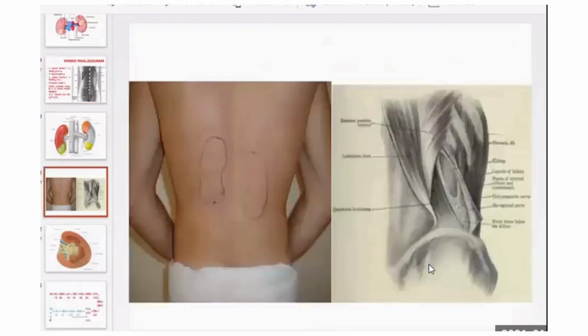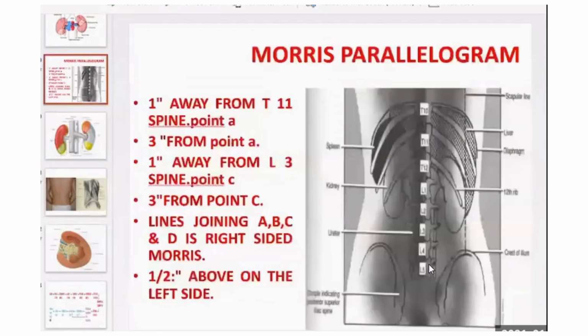...is parallel, but of surface over the skin for surgical procedure. That parallelogram is called Morris parallelogram. Okay.